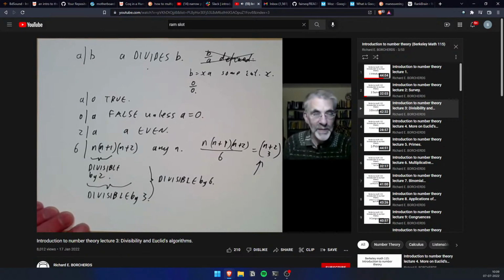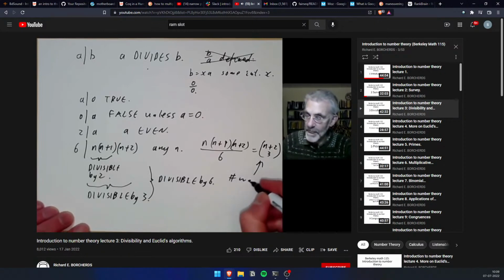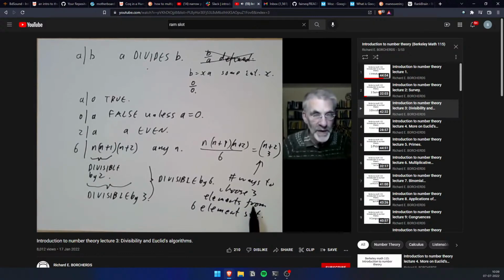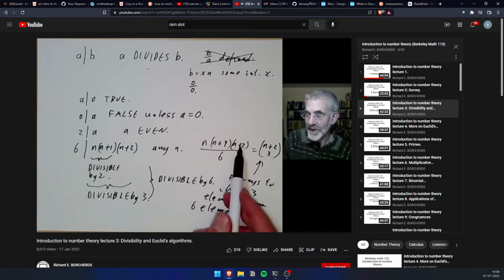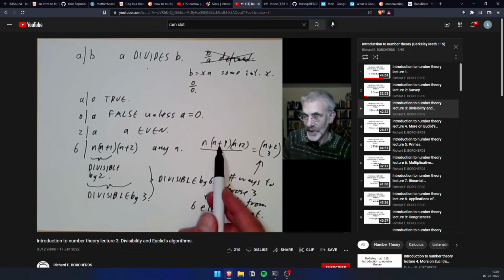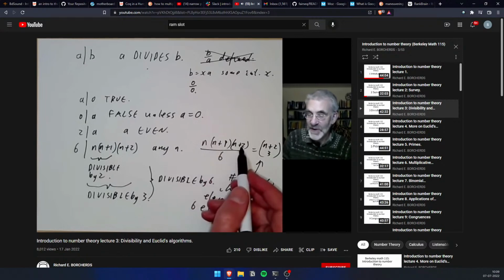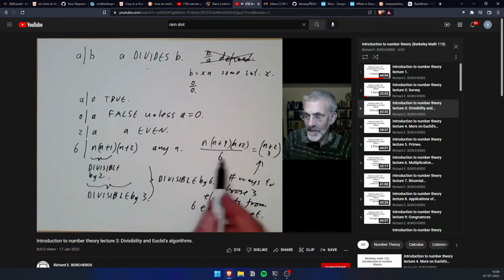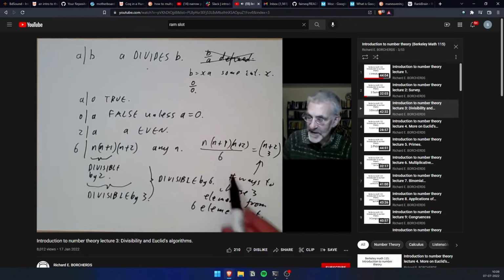So you remember what this number is. It's the number of ways to choose 3 elements from an (n plus 2)-element set. And that's quite easy to see, because if we're choosing 3 elements, there are n plus 2 ways to choose the first one, and n plus 1 ways to choose the second, and n to choose the third. So there are n times (n plus 1) times (n plus 2) ways to choose the 3 elements in a particular order, but there are 6 different ways of ordering them, so we have to divide by 6.